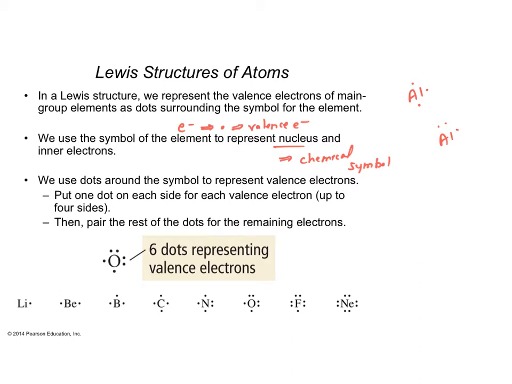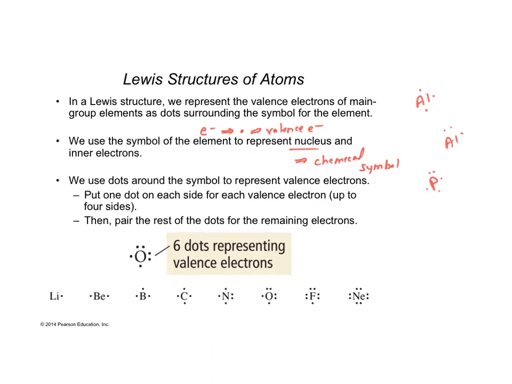So for example, if I were to represent phosphorus, phosphorus has 5 valence electrons. I would represent them singly first, and then I would come back and pair their spin. Okay, so this is how we're going to represent our valence electrons, our core electrons, and everything else with respect to the atom in Lewis dot structures.